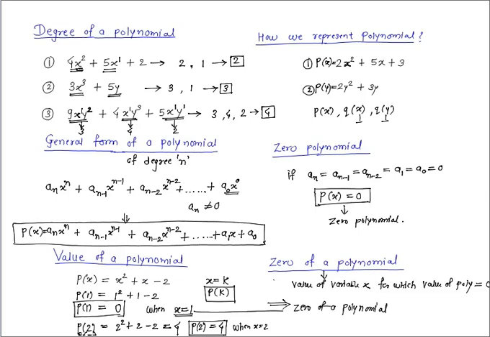So if I want to generalize this, x equals k is called a zero of a polynomial when P of k becomes 0. That means the value of the polynomial becomes 0. So this x equals k is called a zero of a polynomial.